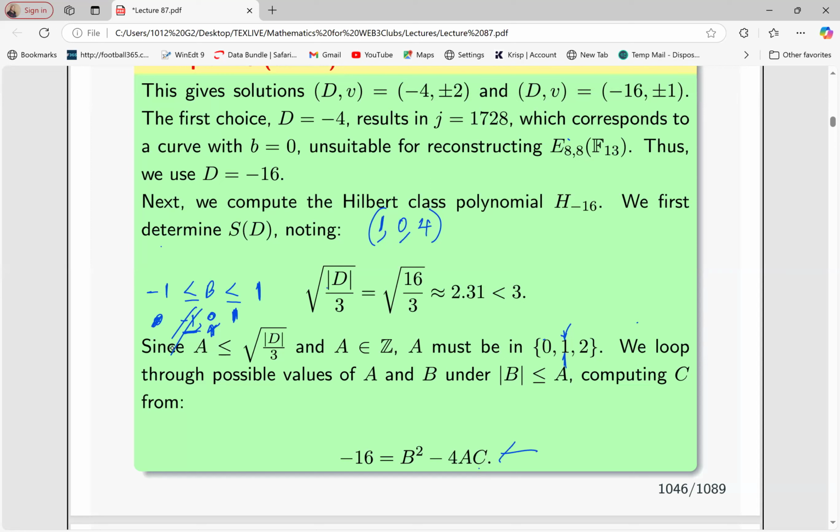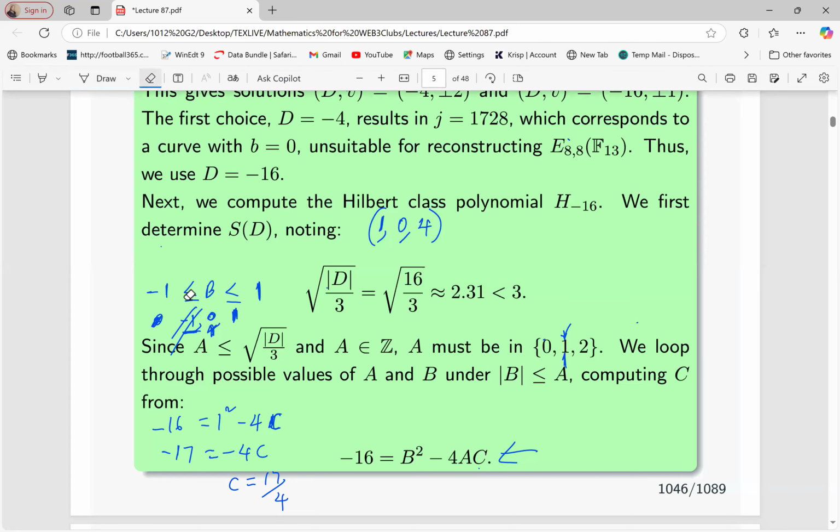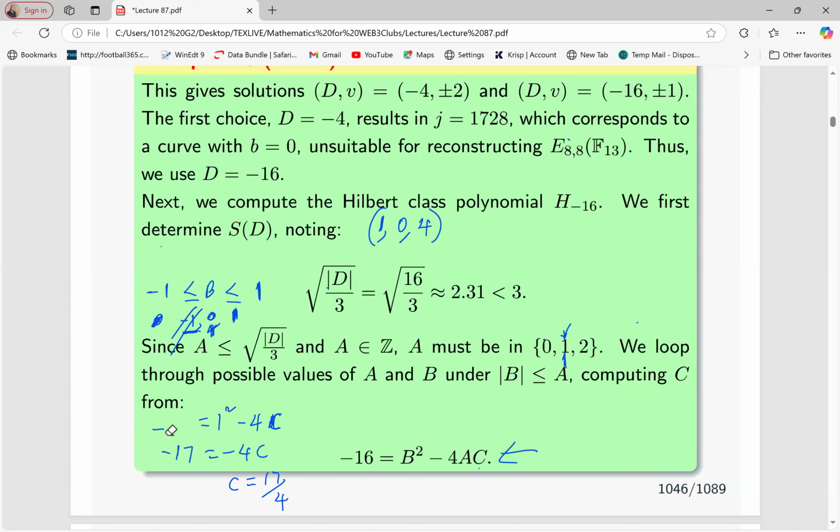So we again come here. Negative 16 is 1 square minus 4AC. A is 1. So this is positive, coming this side to the same case we had earlier, is negative 4C, so that C is not an integer. So we've confirmed that the only value that B can take is 0. The only value that B can take is 0.